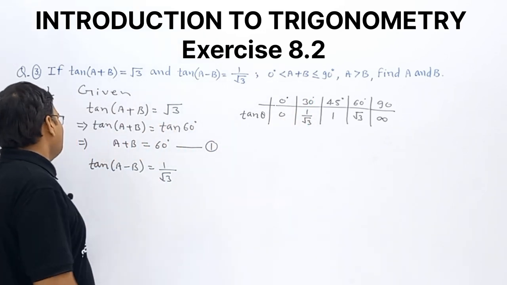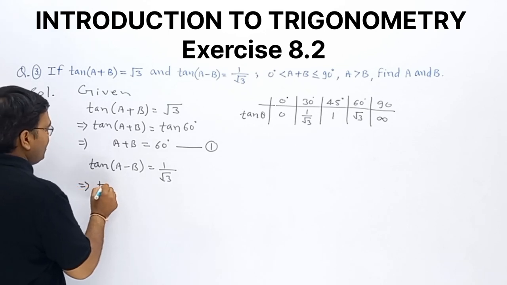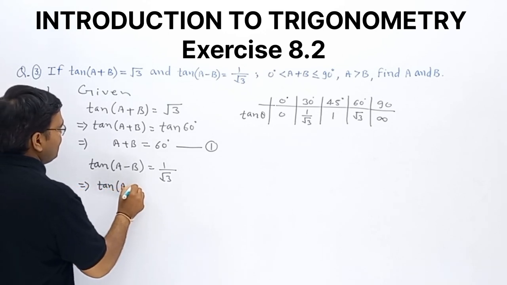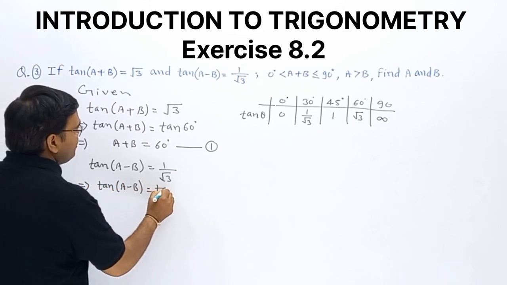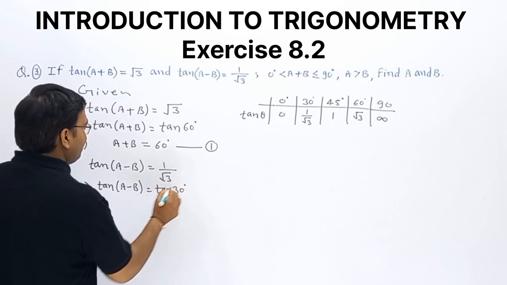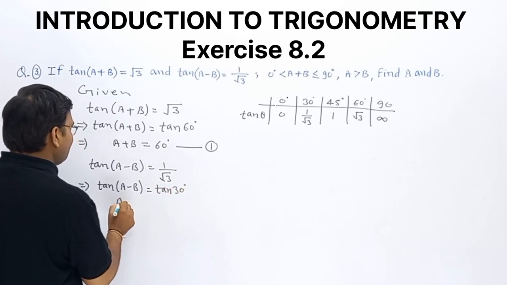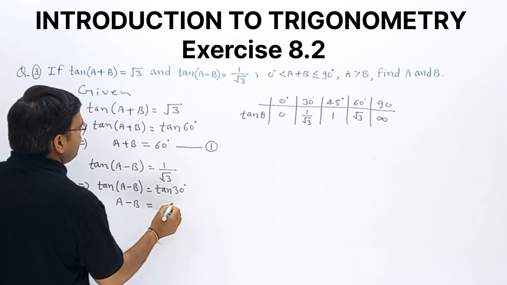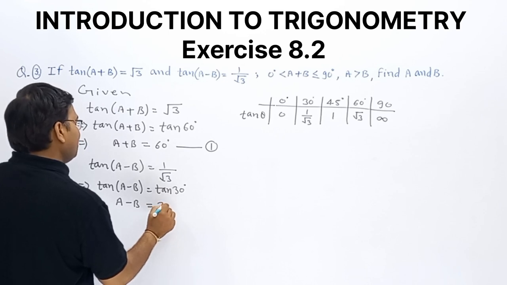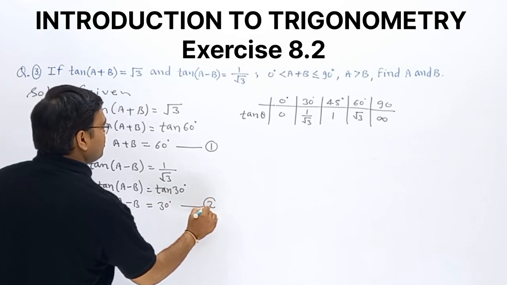So this can be written as what? Tangent A minus B will be equal to tangent 30 degree. When we compare, then what we are getting? A minus B equal to 30 degree. This is equation number 2.